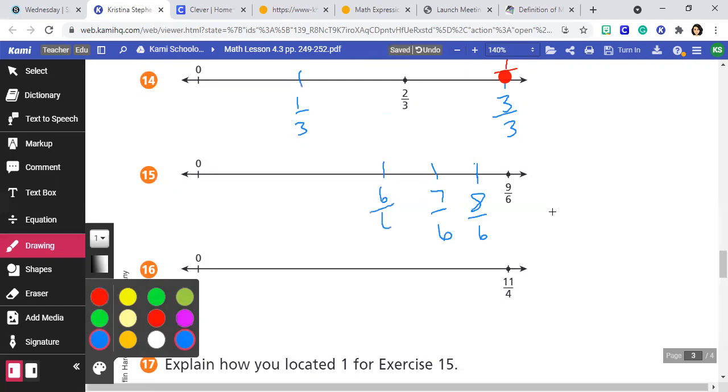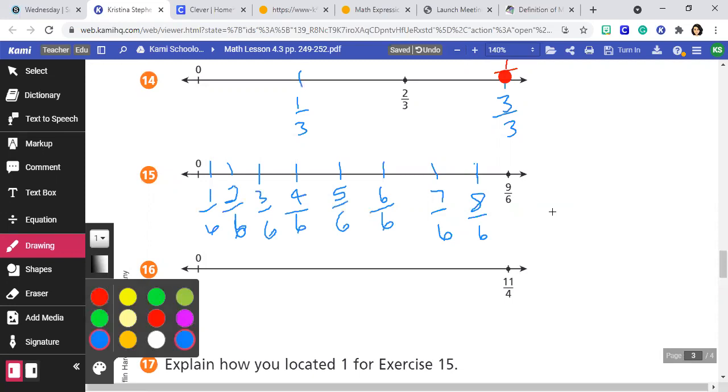6, 6, 5, 6, 4, 6, 3, 6, 2, 6, and then 1, 6. There is definitely not equal spacing there, is there?